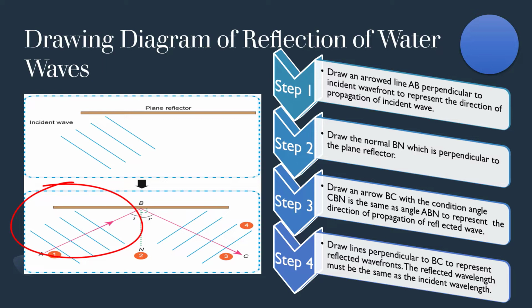Okay, step number 2, you draw the normal BN. You cannot forget this one. A normal line must always be perpendicular to the surface.